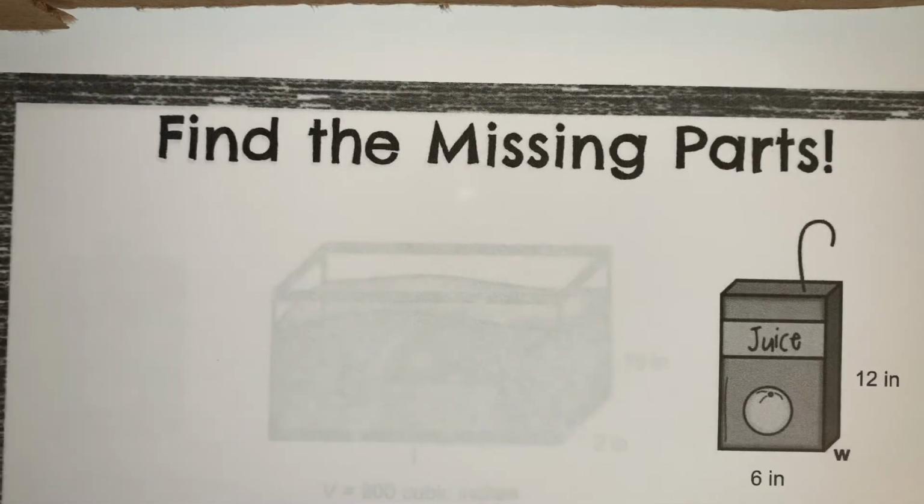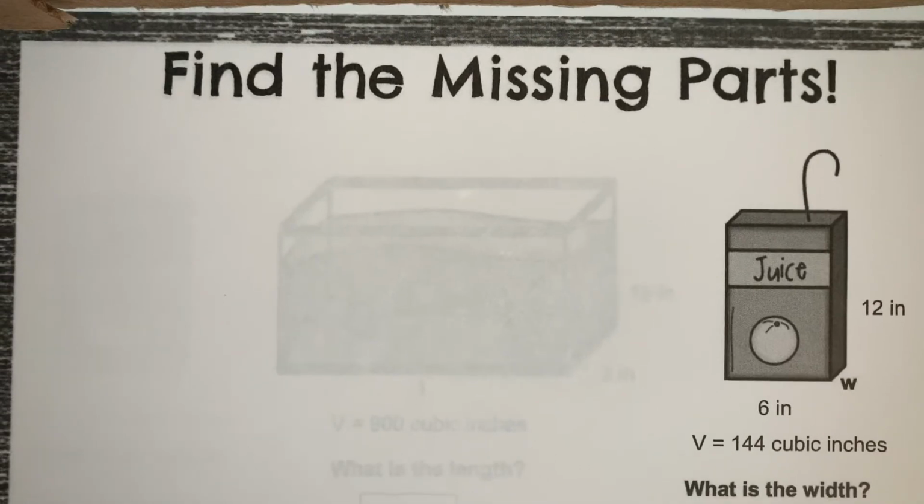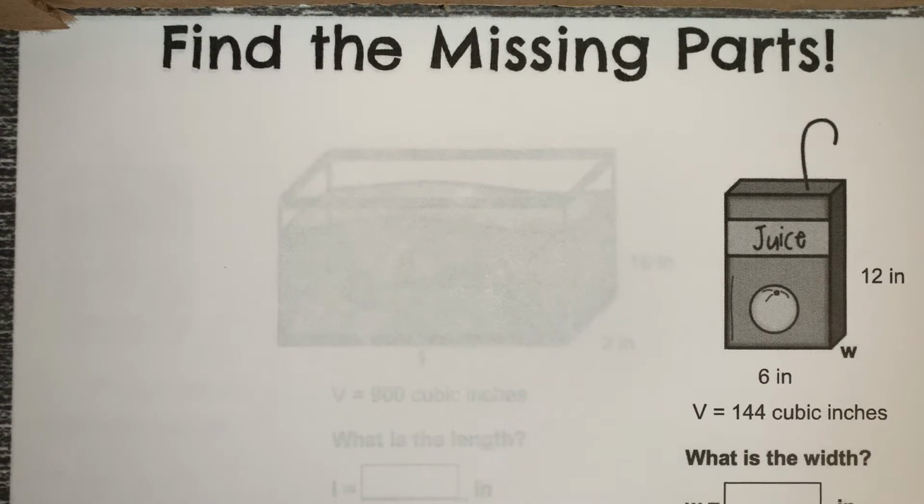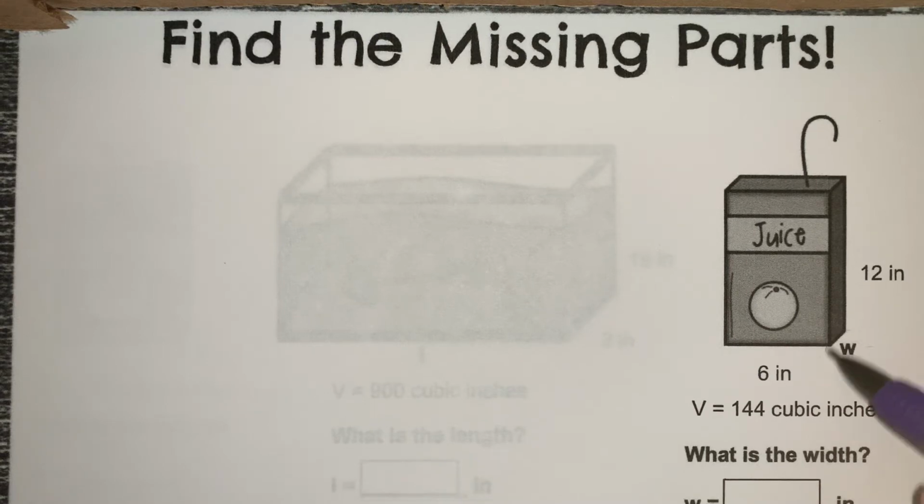Okay, something else that you're going to need to know how to do is to find the missing parts. You are going to have the total volume of an object, and you're going to either have the length, the width, or the height, and you have to find the other missing part. You'll have the length and the width, and you have to find the height, or you'll have the width and the height, and you have to find the length. So if we're looking at this juice box, it tells us that the volume is 144 cubic inches. It gives us the length, it gives us the height, and we have to find the width.